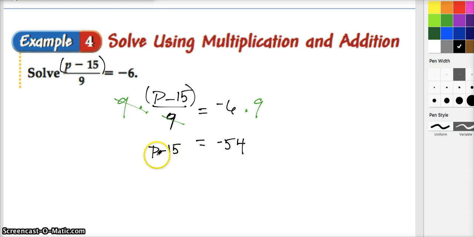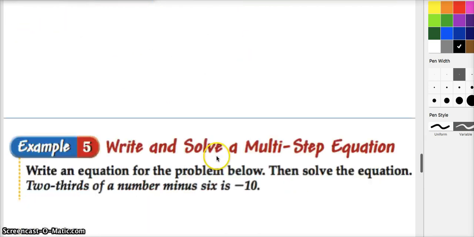I'm going to isolate p by getting rid of the negative 15. Who's bothering p? Negative 15 is bothering p. How do I get rid of it? By adding the opposite. So I'm going to add a positive 15 to both sides. When I'm done, I get that p is equal to negative 54 plus 15, which is going to be p equals negative 39. So we get negative 39 for that, all right?